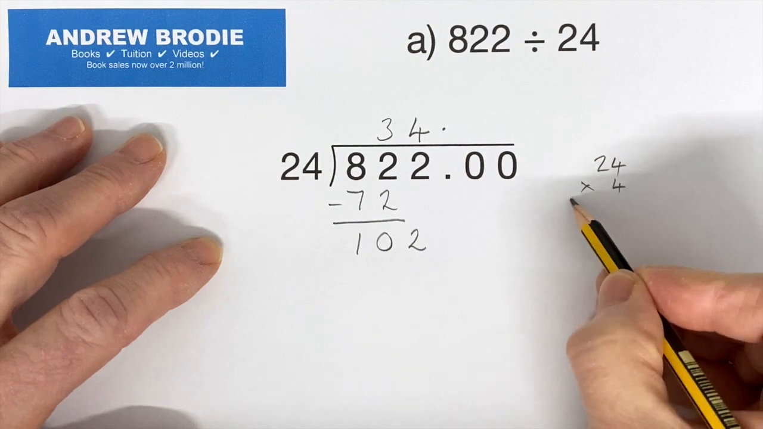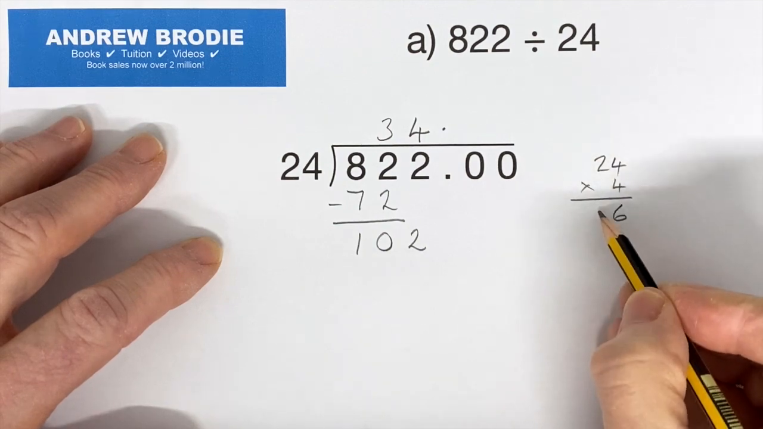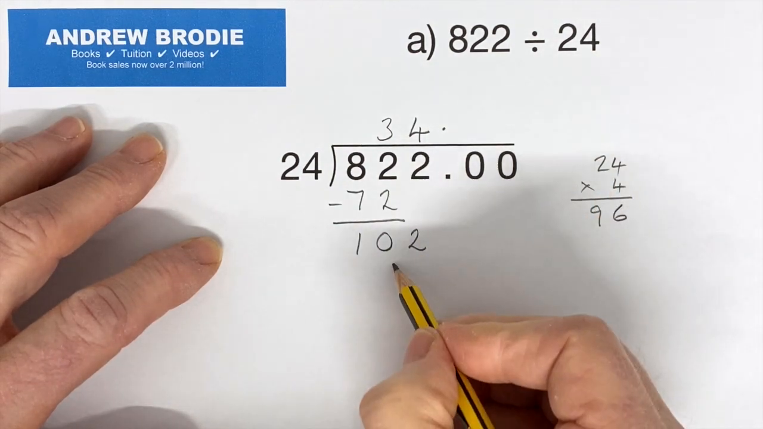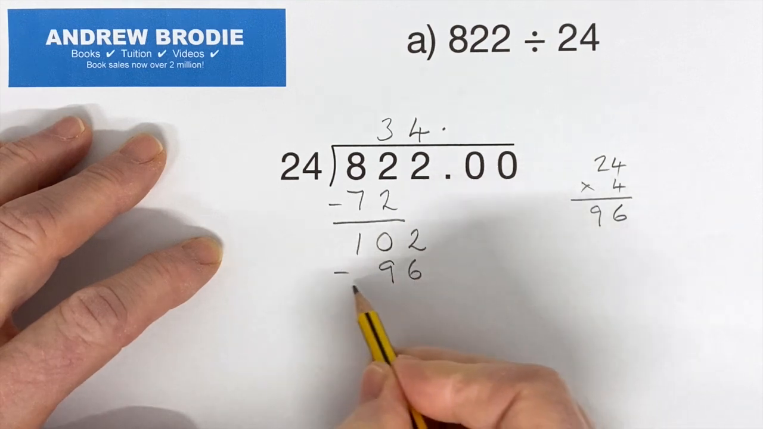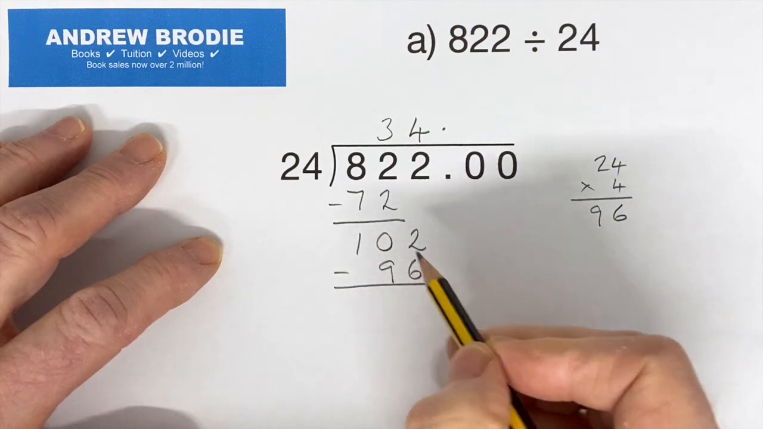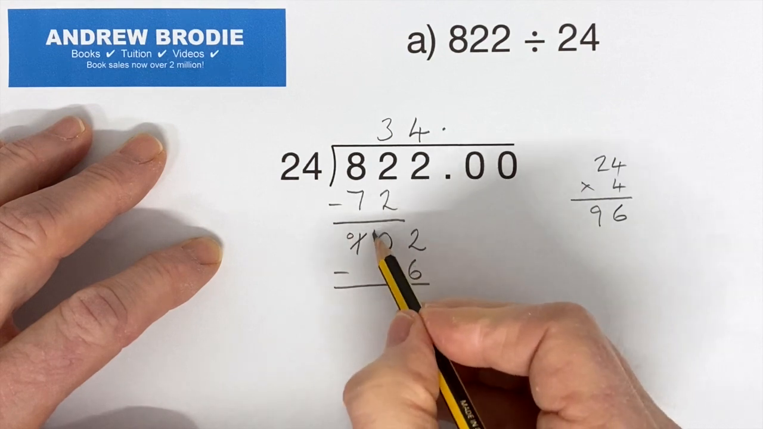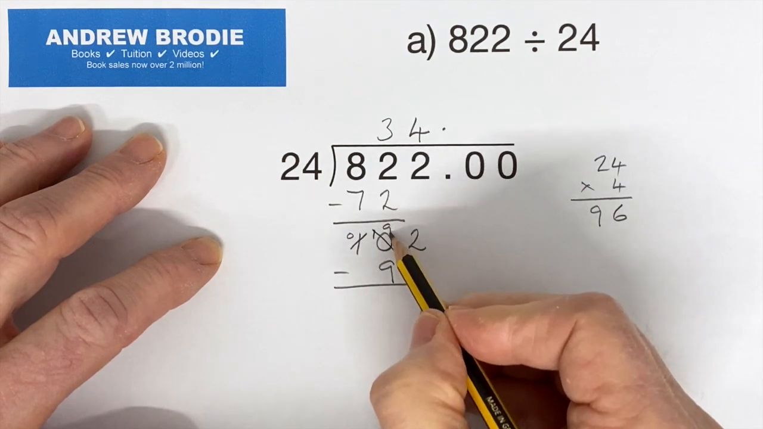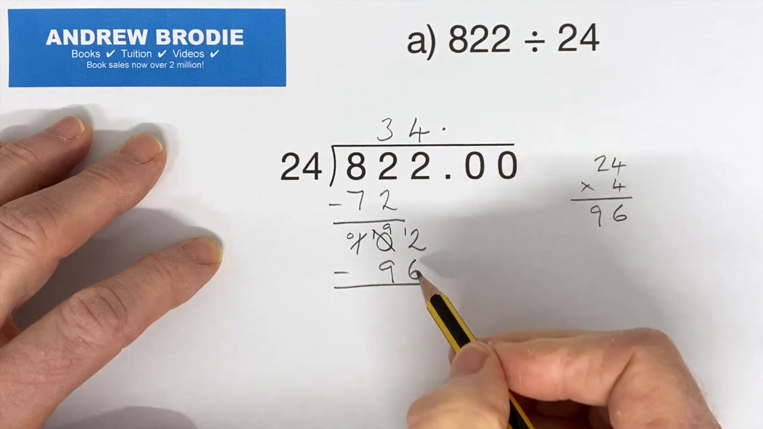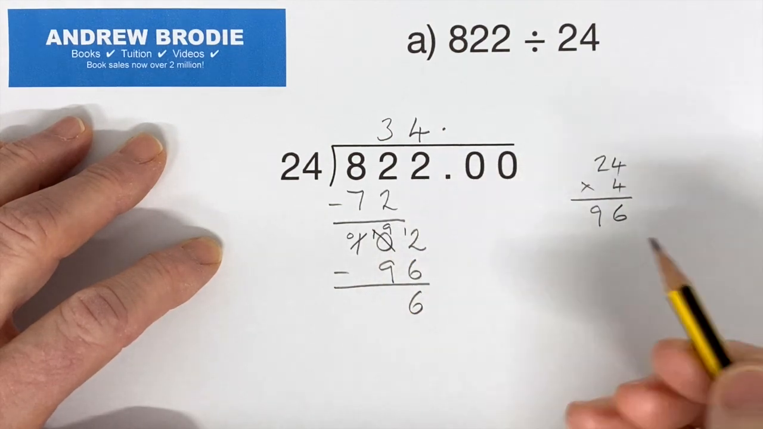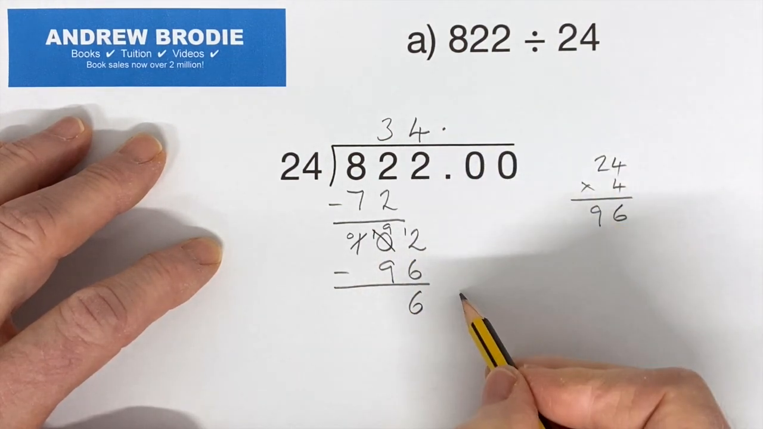24 times 4. 4 4s are 16, 2 4s are 8, 1 more makes 9. So we've used 96. We'll subtract that. 2 take 6 I can't do. I can't get anything from there. Remember, I'll go to there. That'll leave nothing there. Gives me 10 there. Cross that out to get 9. That's 12. 12 take 6 is 6. 9 take 9 is 0. So there we are. Bring down that 0.